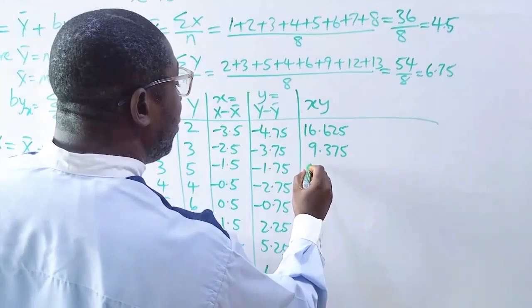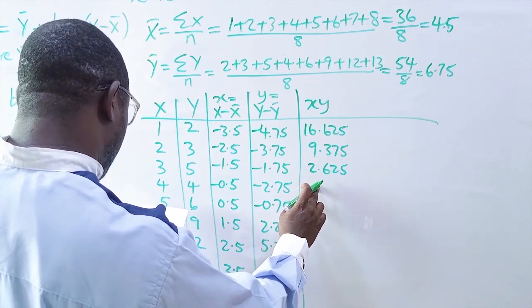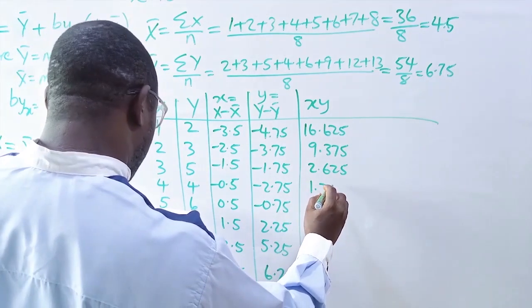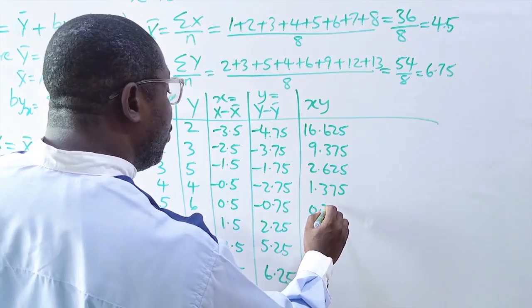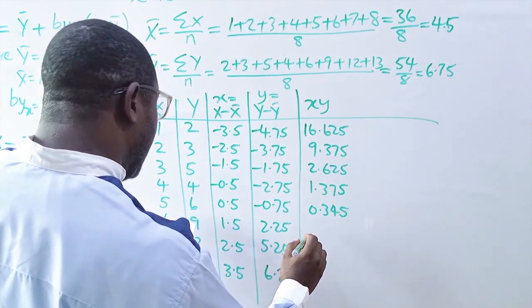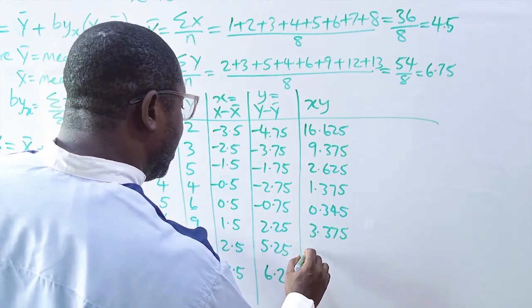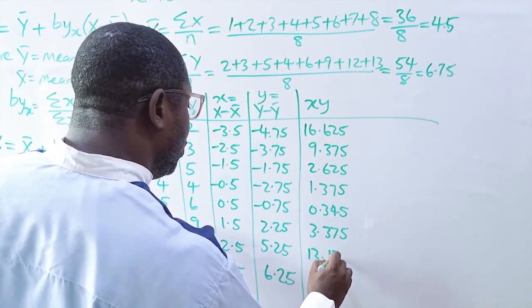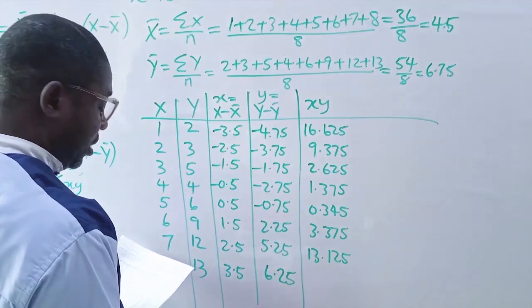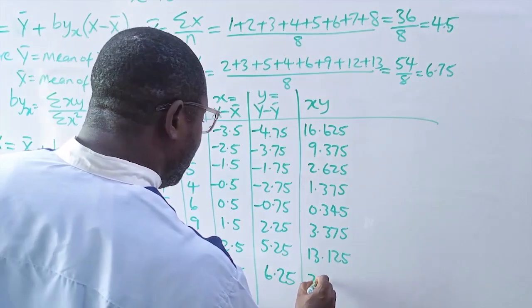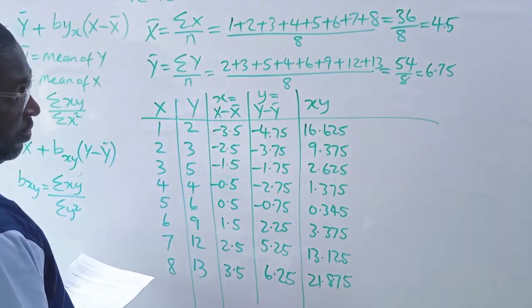Okay, so the next one is 2.625. The next one is 1.375. The next one is 0.345. The next one is 3.375. The next one is 13.125. And then the last one, 3.5 times 6.25, is giving us 21.875.